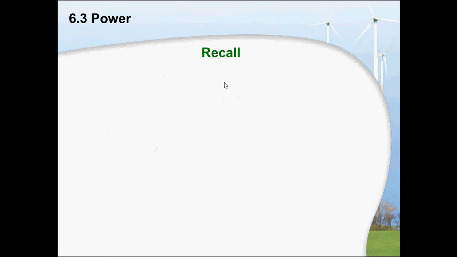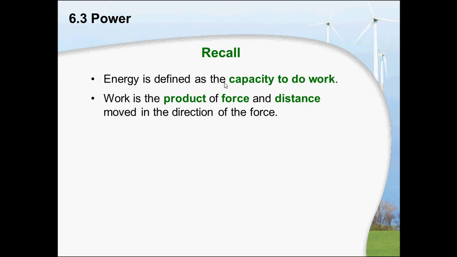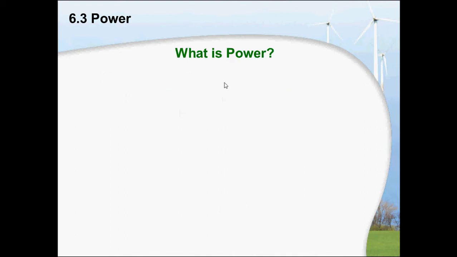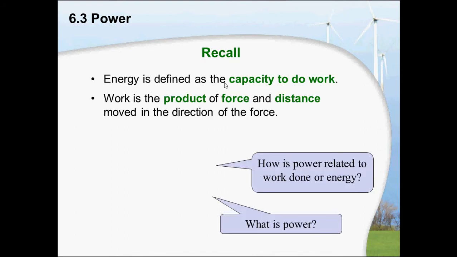First of all, let's recall what we have learned in the previous parts. We learned that energy is defined as the capacity to do work. We also learned that work is the product of force and the distance moved in the direction of the force. So what's the relationship between power and energy? And what is the relationship between power and work done?